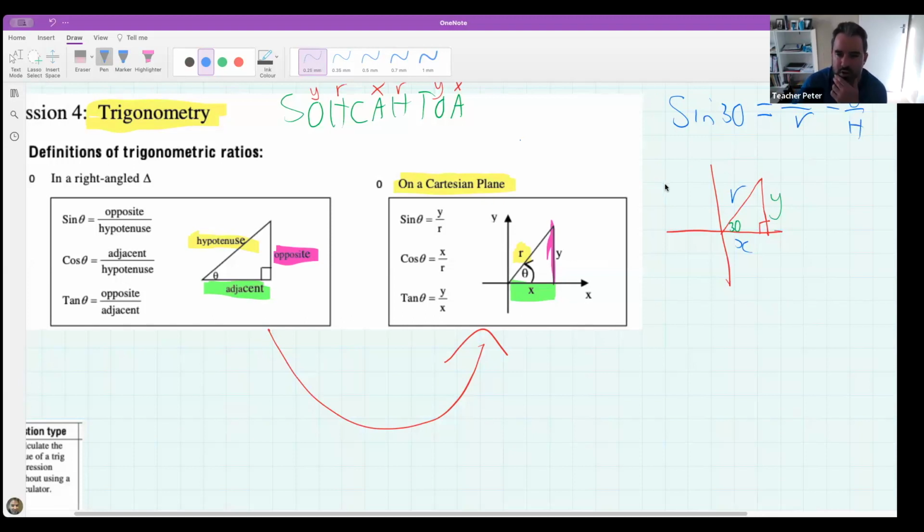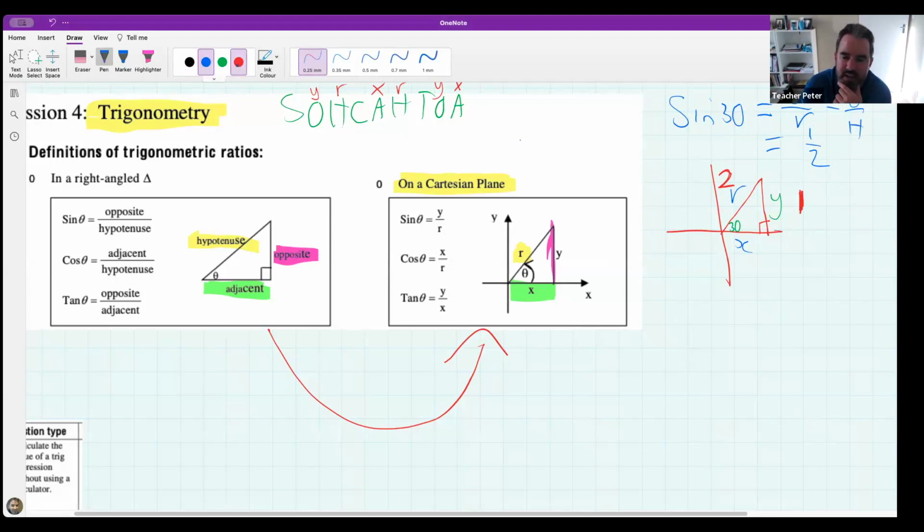What do you get if you put in your calculators the sine of 30? We get a half, absolutely. So one way of visualizing that half is to say, well, this must be a 1, and this thing over here must be a 2, because it's y over r.